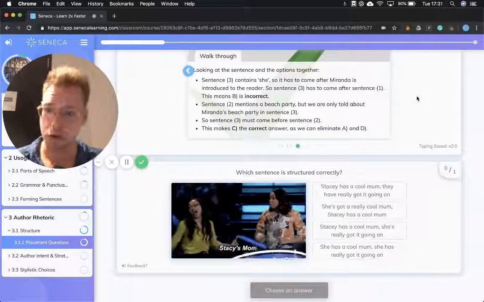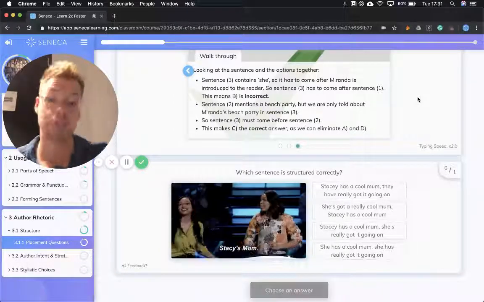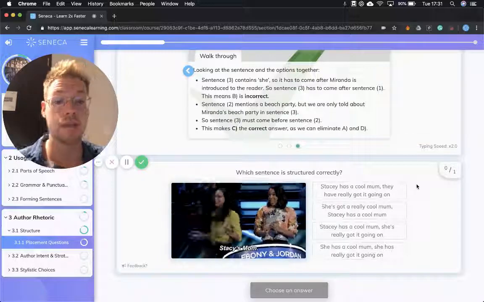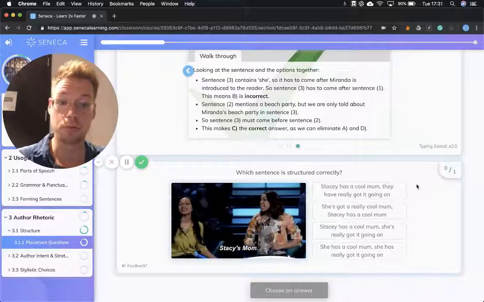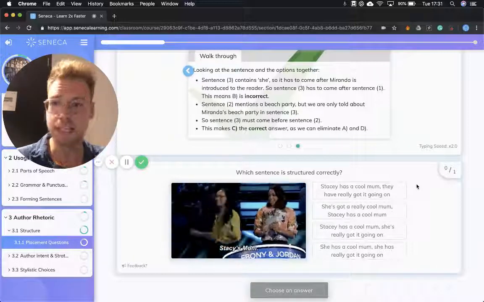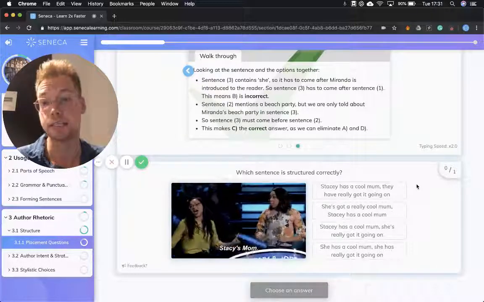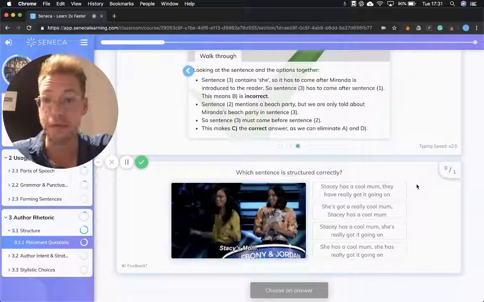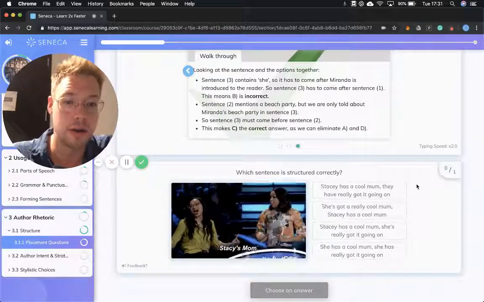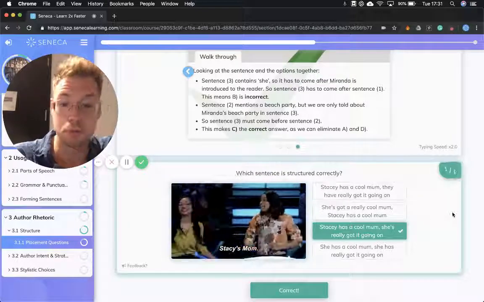So we can use the pronoun rule here again. We know that Stacy has a cool mom. She's really got it going on. That seems like a good option because we have to introduce the noun, Stacy's mom, before we can use the pronoun. So it's got to be option 3.